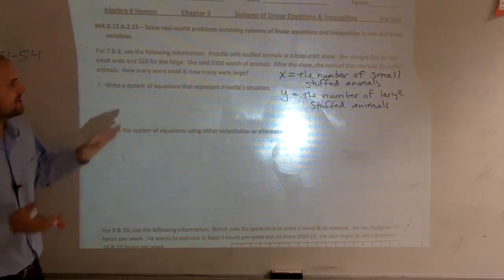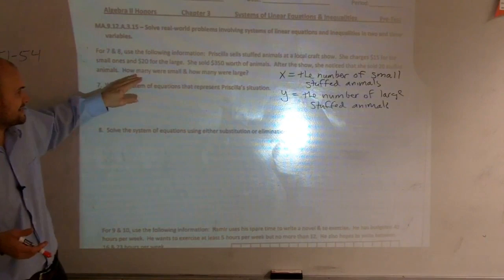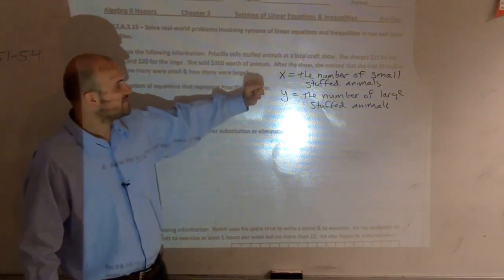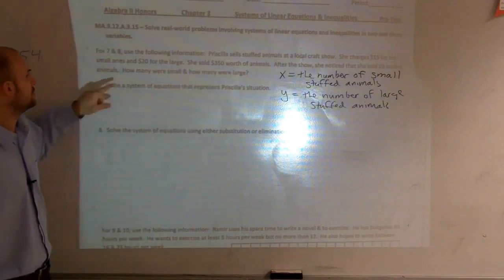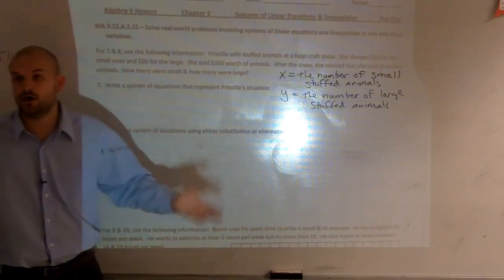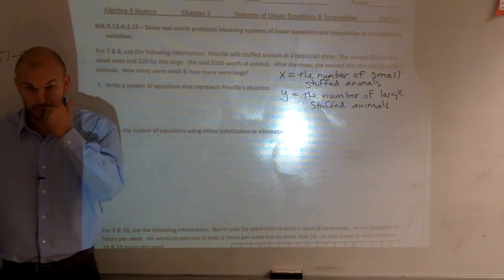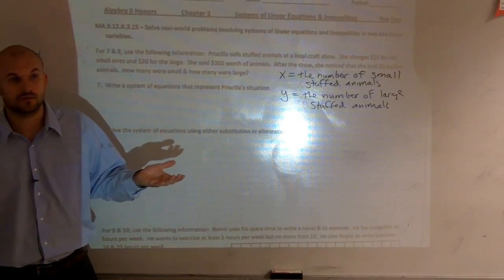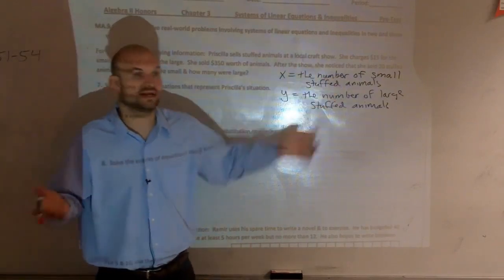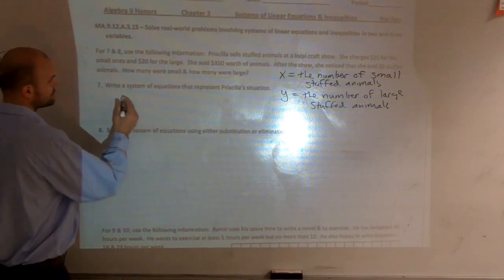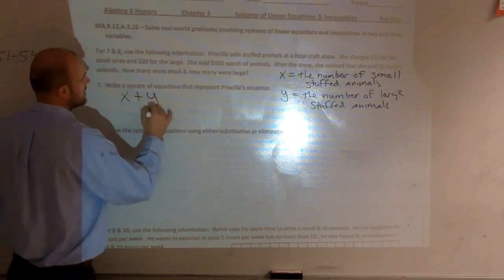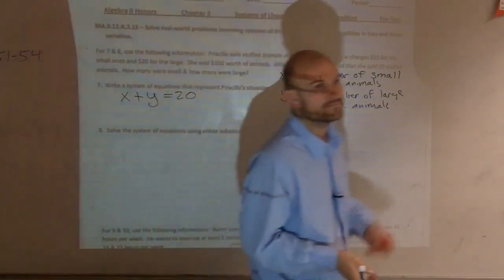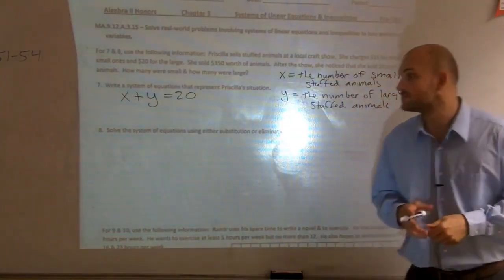So I'm just going to read backwards through my sentences. We already covered what we didn't know. The next sentence said, after the show, she noticed that she sold 20 stuffed animals. So do we know how many large or small? No, but we know when we add them together, we get what? How many are sold? 20. So we can write an equation, x plus y equals 20.